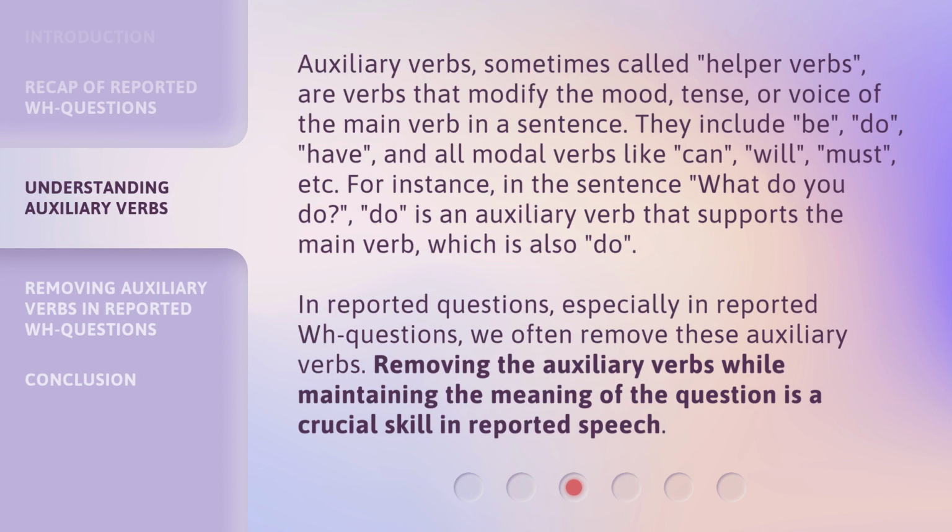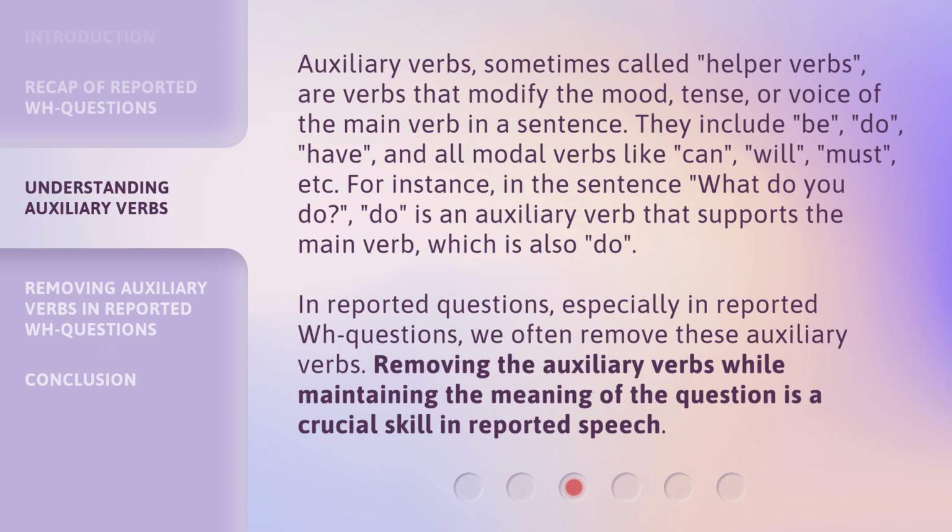Auxiliary verbs, sometimes called helper verbs, are verbs that modify the mood, tense, or voice of the main verb in a sentence. They include be, do, have, and all modal verbs like can, will, must, etc. For instance, in the sentence, "What do you do?" Do is an auxiliary verb that supports the main verb, which is also do.